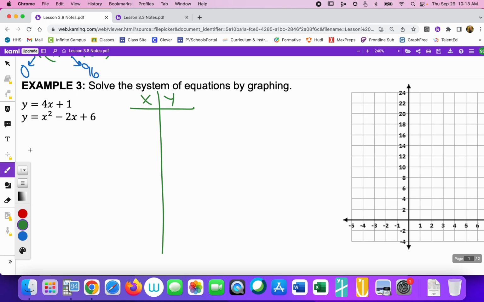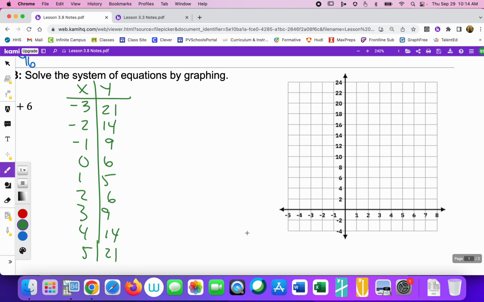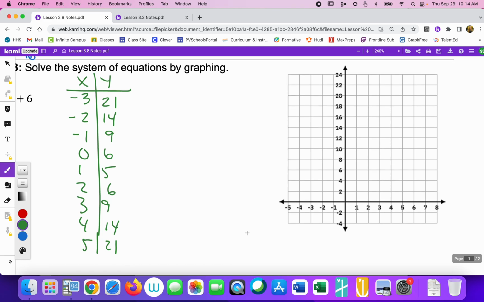So starting with negative 3, 21, negative 2, 14. We're going to graph this in a second, but write all these down first. Negative 1, 9, 0, 6, 1, 5, 2, 6, 3, 9, 4, 14, 5, 21. So you don't have to actually calculate all those. The calculator can pull points for you. Go ahead and plot those really quick, as accurately as possible. Your y-axis is going by 2, so graph it carefully.